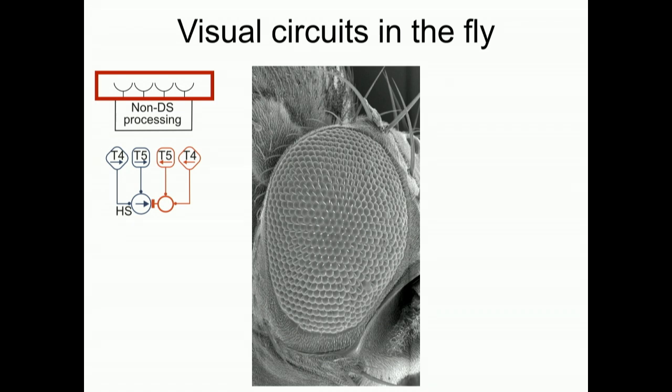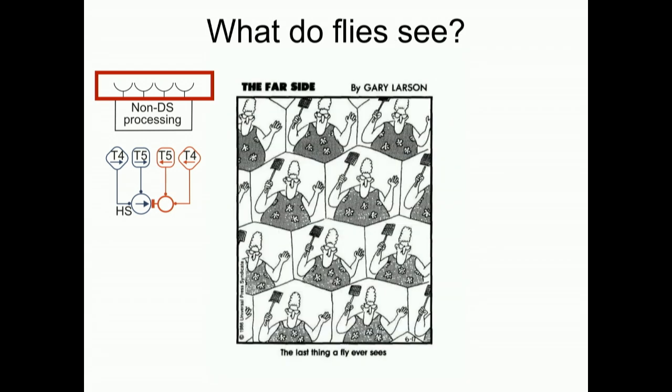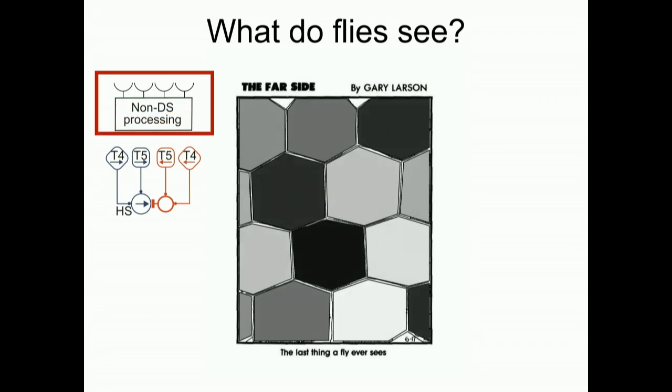This is an EM image of a fly eye, and it's covered with around 800 facets. And if you're a cartoonist, you might believe that these facets are each generating an image, and that this would be a typical scene that a fly would see. And in fact, this is not true. This is not the last thing a fly ever sees. The last thing a fly ever sees looks something a lot more like this, right?